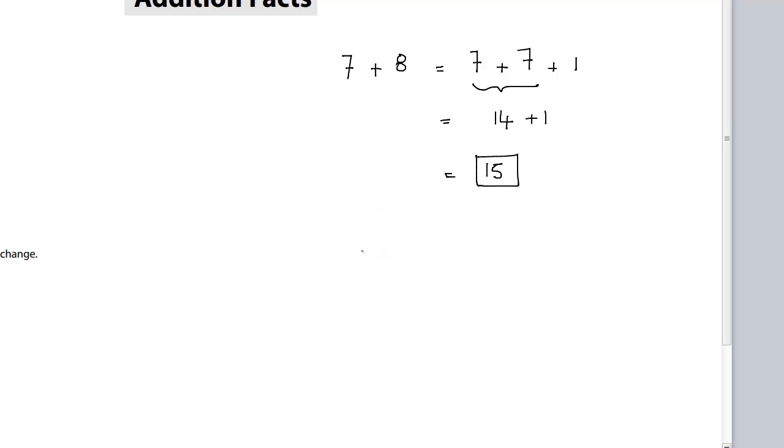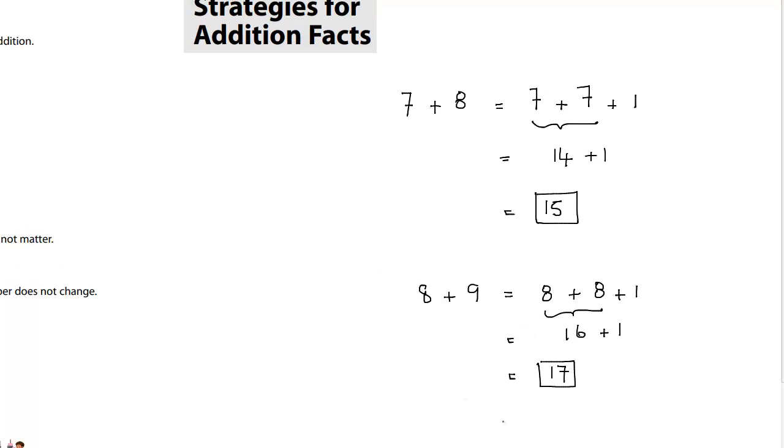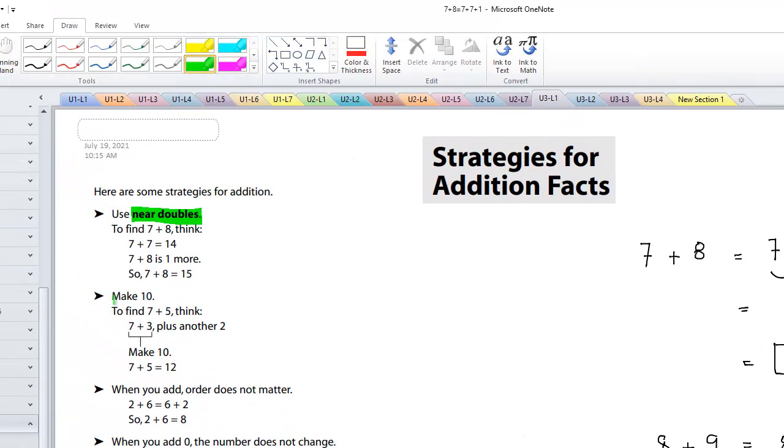If I have, let's say, 8 plus 9. Again, I can think about the double. So I can make 8 plus 8. And after that, I don't forget this is 9, so I have to add 1. I know that 8 plus 8 is a double of 8. 2 times 8 is 16. It's very well known. So 16 plus 1 equals 17, and so on. So this strategy, we call it near double. If I have an opportunity to create a double, the same number, it's going to be easier for me to find the addition.